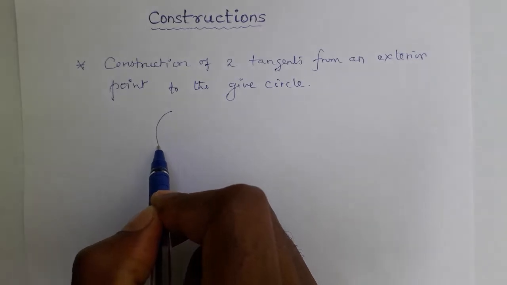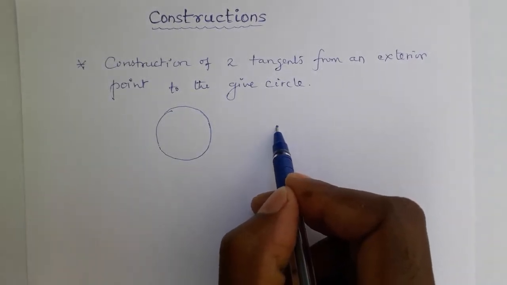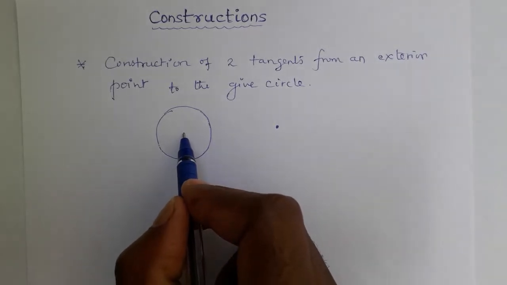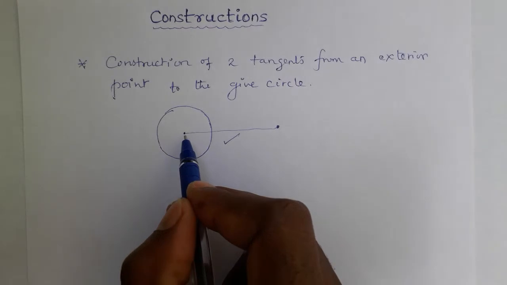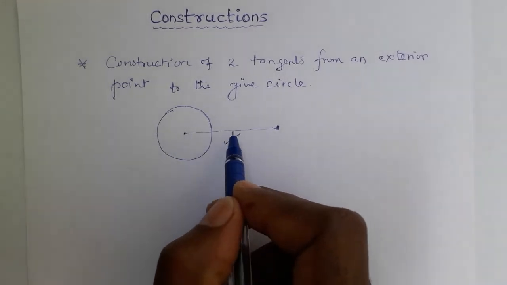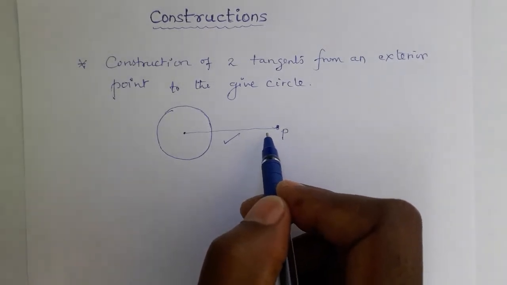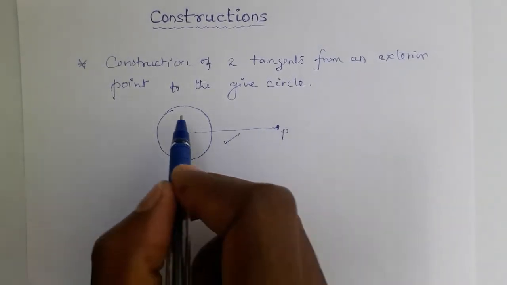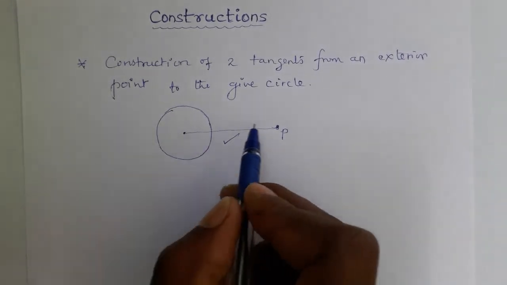A circle will be given. Here is one more exterior point. The distance between the center of the circle and the exterior point is given. So from this exterior point, name it P or some other letter, you need to draw two tangents to the given circle.